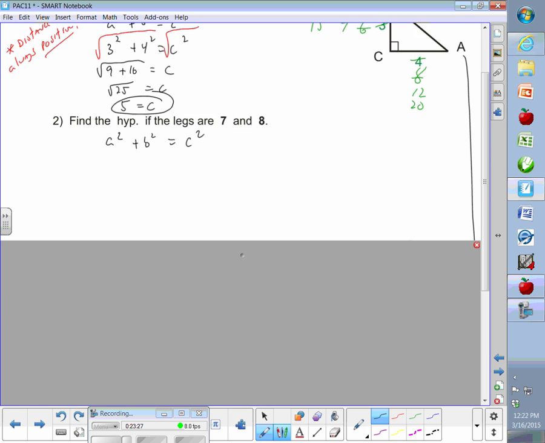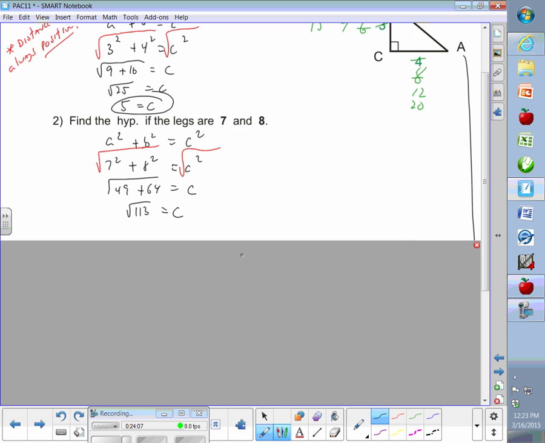Hey, it told us the legs are 7 and 8, so A is 7 and B is 8. Or if you really want to, you can make A 8 and B 7, and we're looking for the C, right? So A squared plus B squared equals C squared. And you can see already you're ready to take the square root of both sides, right? All right, for time's sake, let me just tell you where this thing ends up. 7 squared is 49, 8 squared is 64, and the square root of C squared is C, right? So on this one, we end up with the square root of 113 equals C.